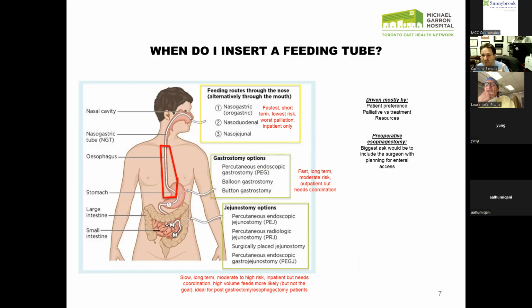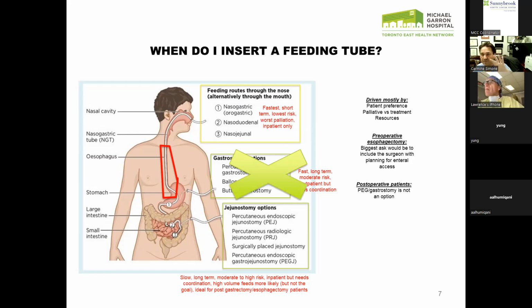Most of the choice between gastrostomy and jejunostomy in a non-operative patient is really patient preference or resources. Like I said, it may be just easier for us to get them into a gastroscopy suite. But really, palliative versus treatment is the important distinction. If it's to palliate, we tend to use the gastrostomy tubes, and if it's for treatment, then the jejunostomy tube is probably the better way to go. In a preoperative esophagectomy patient, everything is on the table. The big ask would just be to include us in the conversation, and I think a reasonable solution for enteral access is likely to happen.